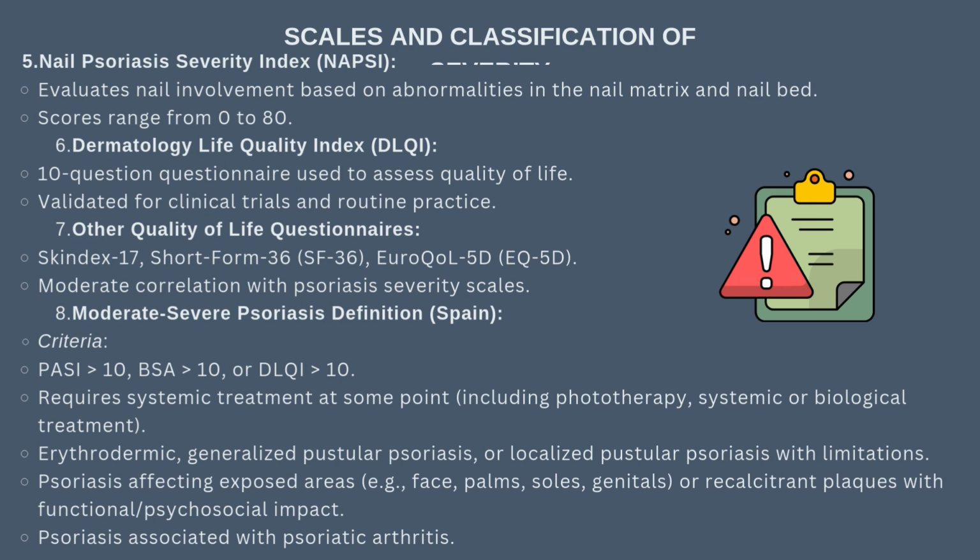Moderate to severe psoriasis definition, Spain. Criteria: PASI greater than 10, BSA greater than 10, or DLQI greater than 10, and requires systemic treatment at some point, including phototherapy, systemic or biological treatment. Erythrodermic, generalized pustular psoriasis, or localized pustular psoriasis with limitations. Psoriasis affecting exposed areas, e.g., face, palms, soles, genitals, or recalcitrant plaques with functional or psychosocial impact. Psoriasis associated with psoriatic arthritis.